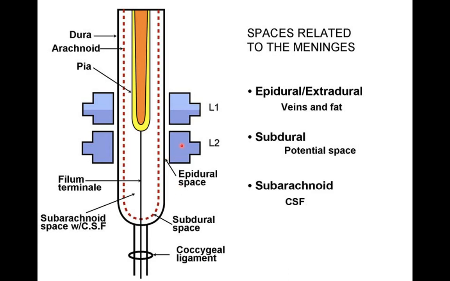The space between the vertebral body and the dura mater is known as the epidural space. The space between the dura mater and the arachnoid mater is known as the subdural space. And deep inside we have the subarachnoid space where the CSF is circulated. In the epidural or extradural space there will be veins as well as fatty tissue accumulated.